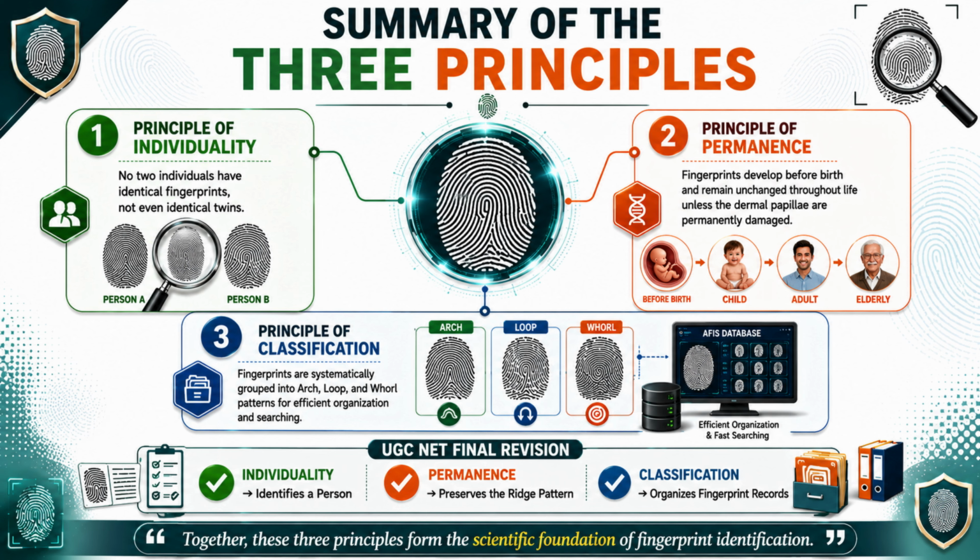Patterns are used for classification, whereas ridge characteristics or minutiae are used for personal identification. The Henry classification system played a historic role in organizing fingerprint records. Modern AFIS still relies on the concept of classification before performing detailed comparisons. These are among the most frequently tested concepts in UGC NET university examinations and competitive forensic science exam.